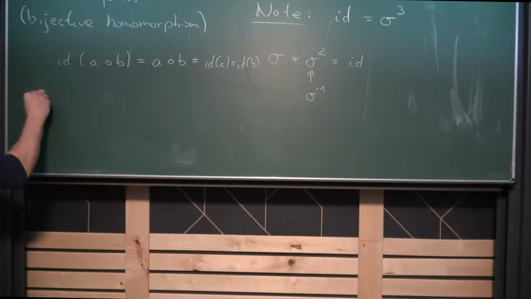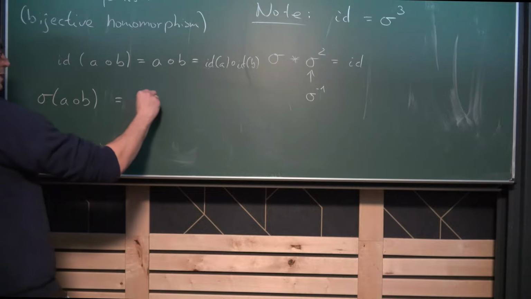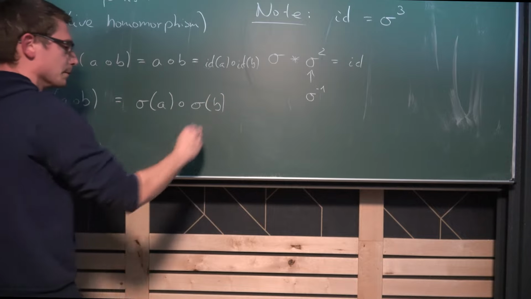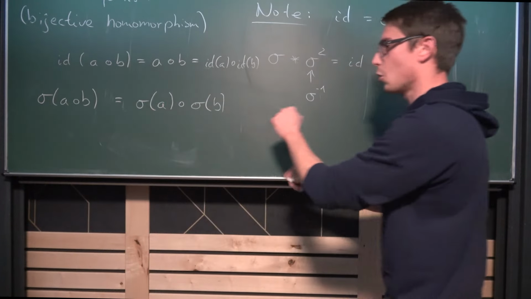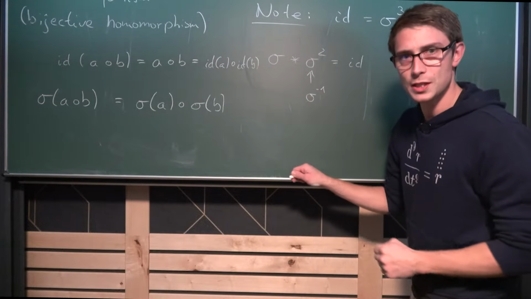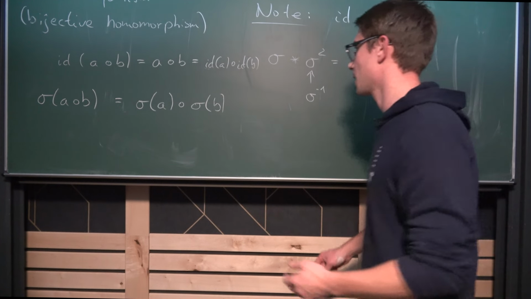So we are going to start with sigma of A in combination with B. We need to show that this is equal to sigma of A in combination with sigma of B. Now this right here holds, it's a homomorphism. But we need to show that this is also true for the inverse. And here is where a bit of your calculus knowledge might come in.